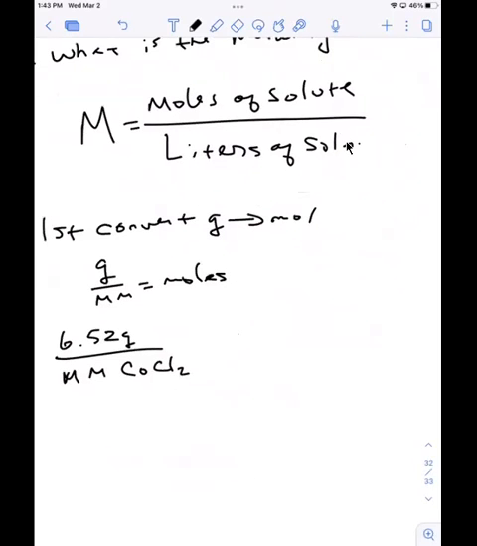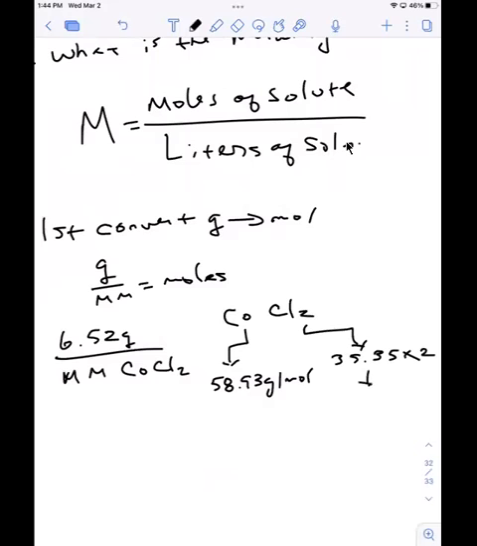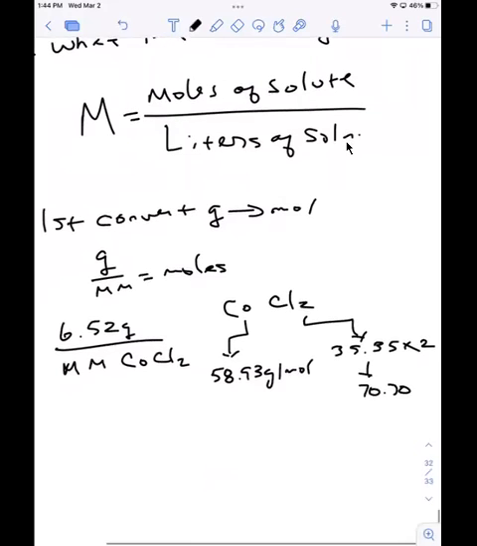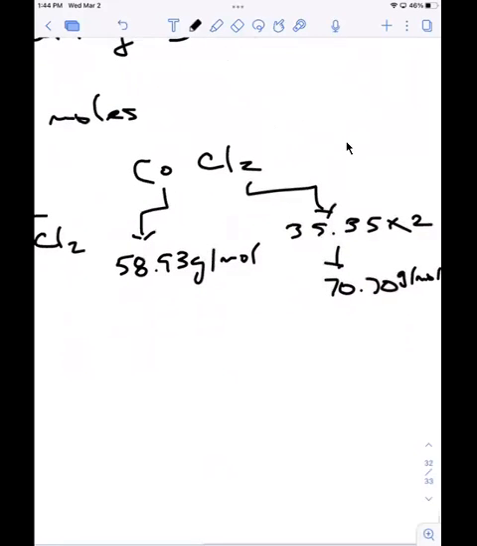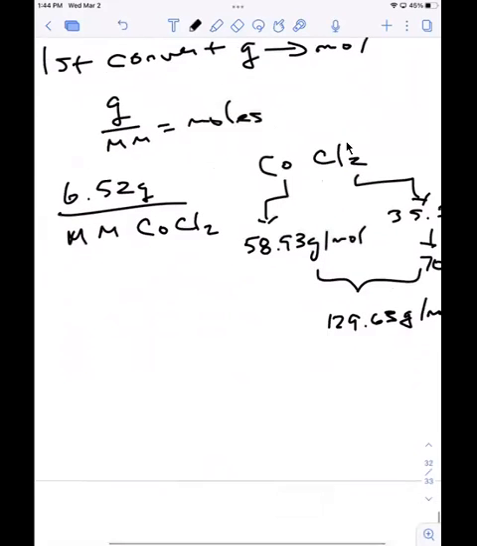Somebody look up cobalt on the periodic table. The molar mass of cobalt is 58.93 grams per mole. And then chlorine is 35.35, but it's two of them, so that's going to be 70.70, also in grams per mole. We just need to add these two numbers together, and that's going to be 129.63 grams per mole. So now we just plug that back in.